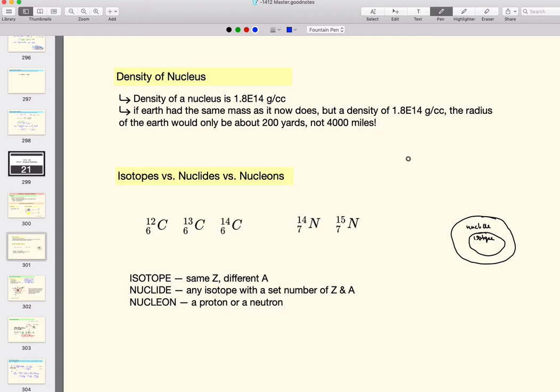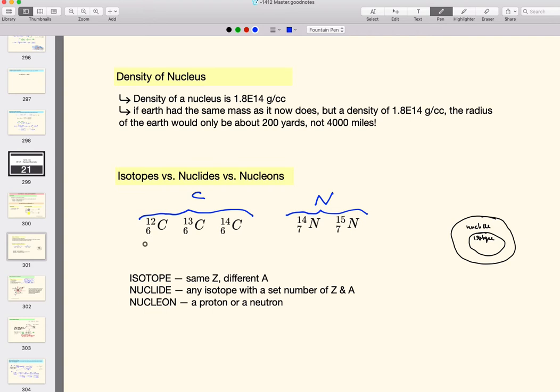So let's take a look at three terms we're going to need to be able to differentiate to talk about nuclear chemistry: isotopes, nuclides, and nucleon. Isotope, we're familiar with what those are. We worked with those last semester. What's that? That is any species that has the same atomic number but a different atomic mass. These are isotopes of carbon, and here's two isotopes of nitrogen. But I would really like a catch-all term that would include any isotope from any type of element. And those species are called nuclides.